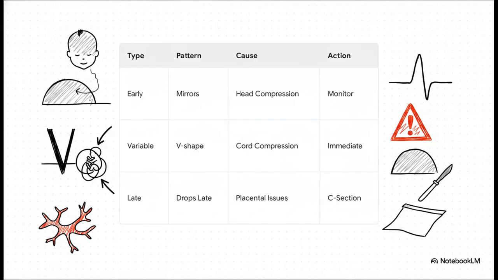Let's bring this all together. Think of this as your ultimate review sheet, connecting those visual squiggles to the actual physiology. If it's an early deceleration, the heart rate smoothly mirrors the contraction because of head compression. The fix? No intervention needed, just keep watching. If it's a variable deceleration, you'll see that sudden V-shaped drop caused by cord compression. The fix? Yes, you need immediate intervention. And if it's a late deceleration, dropping after the peak, that means placental insufficiency. The fix? Absolutely. Immediate intervention and prep for a C-section.